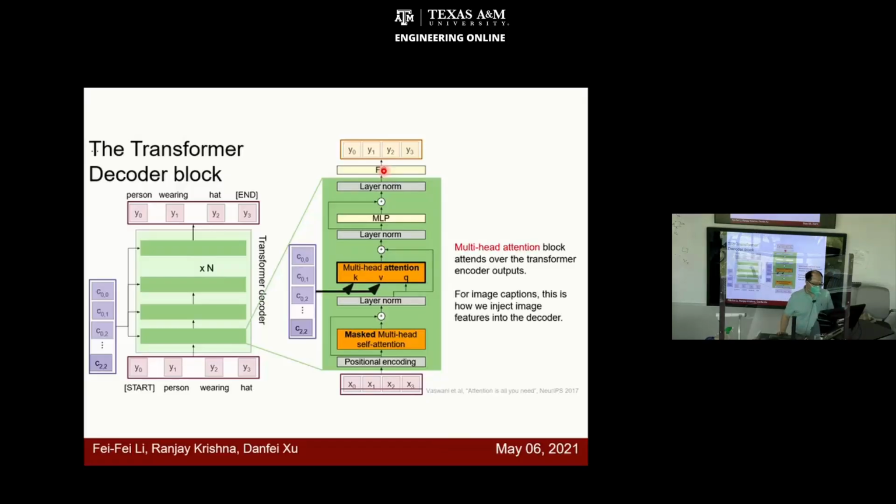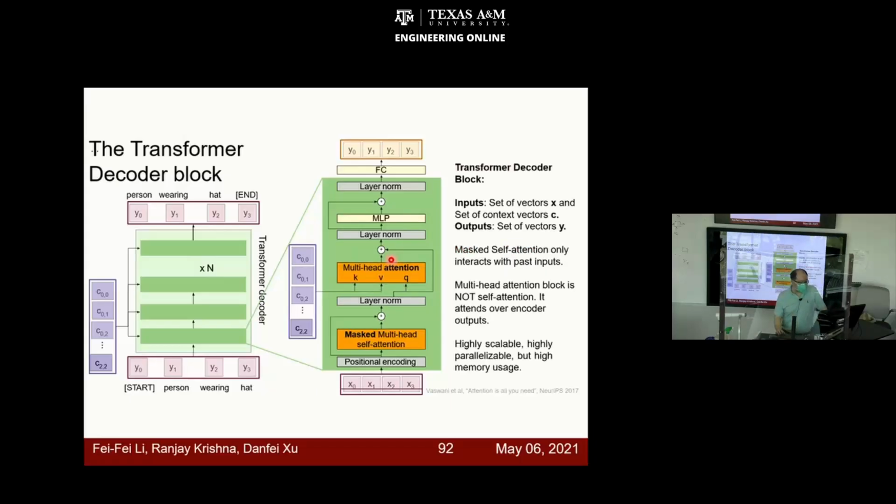We'll emphasize this again, and then we have this multi-head attention that attends over the transformer encoder outputs. Okay, so this is the cross attention, right? This is a cross attention between the encoder and the decoder. Okay, so please pay attention to these two differences. One is a masked multi-head self-attention compared to the self-attention. The other one is that we have the cross attention between the encoder and the decoder. Okay. All right, so any questions so far?